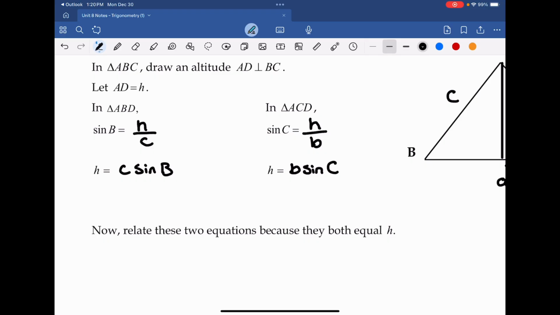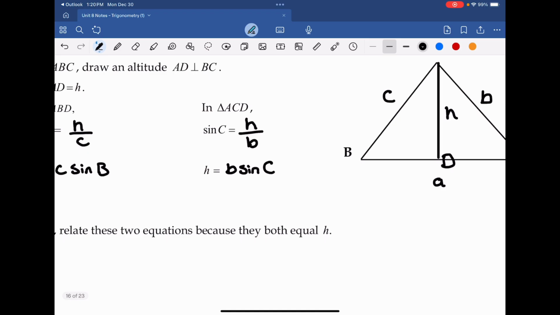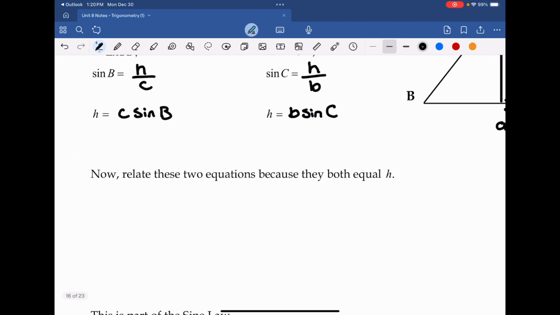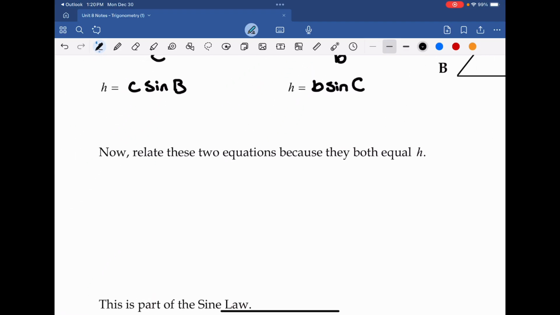Now, they say, let's take these two equations and relate them, because if this is the same height we're talking about, the height that splits this down the middle and creates two 90-degree triangles, well, then shouldn't this H be equal for both of them? So what we're going to do is take the relationships we've just derived and say, if H equals H, the two heights are equal, then the C side length times sine of angle B is equal to side length B times the sine of the angle C.